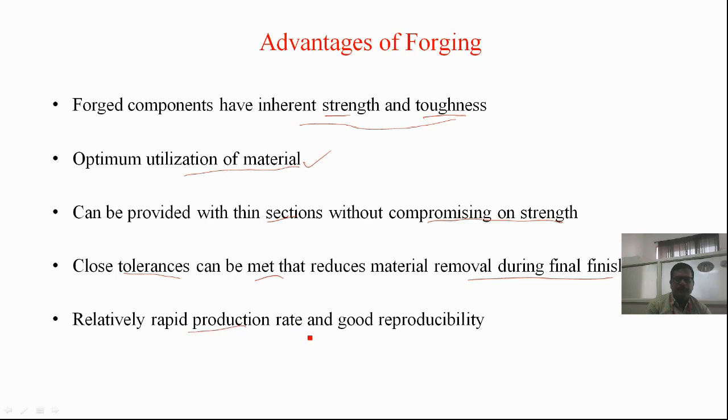Relatively rapid production rate and good reproducibility. So it's very fast. The forging operation is very fast, and hence you can use it for mass production, and the reproducibility is very high. That means the component made as the 100th one, the component made as the 200th or 300th one, are all pretty similar, and there won't be any deviation from one another.